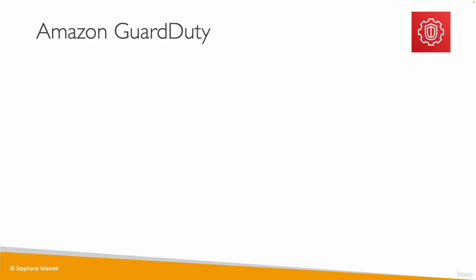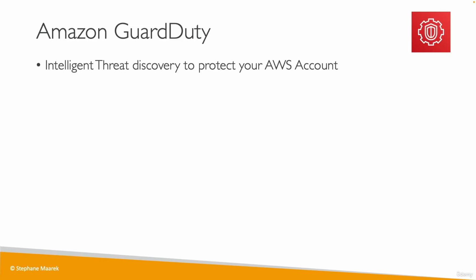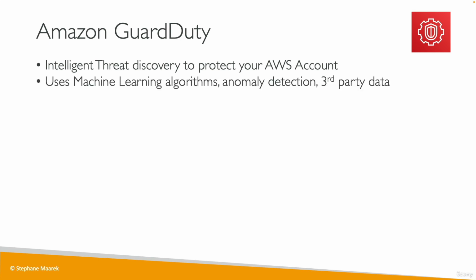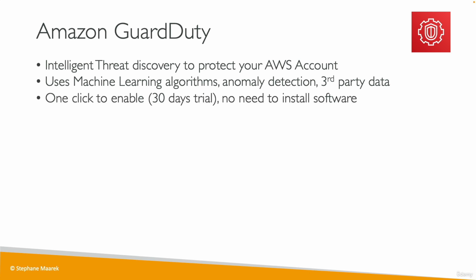So now let's talk about Amazon GuardDuty. GuardDuty helps you do intelligent threat discovery to protect your AWS accounts. How does it do it? Well, it has machine learning algorithm, performs anomaly detection, and uses third-party data to find these threats.